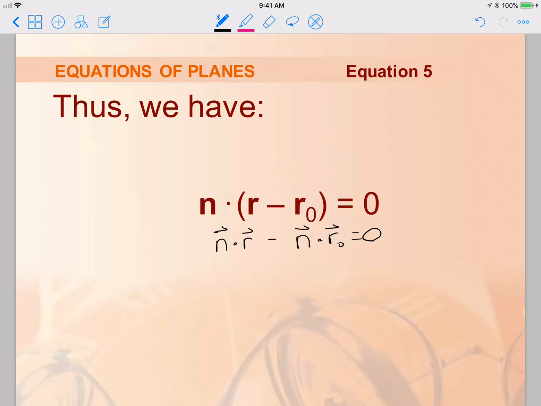And what do we get when we dot this? We multiply component-wise. We'll have A times (x minus x naught) plus B times (y minus y naught) plus C times (z minus z naught) equals 0. This is equation 7.